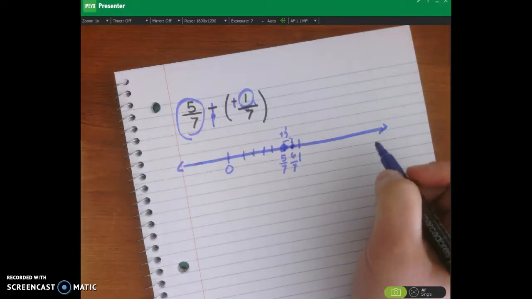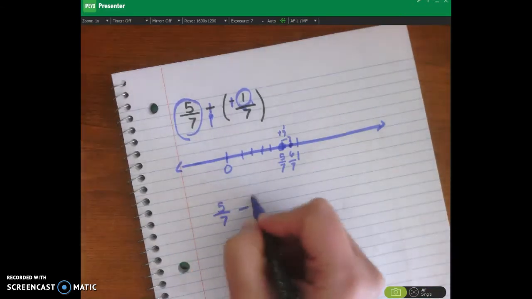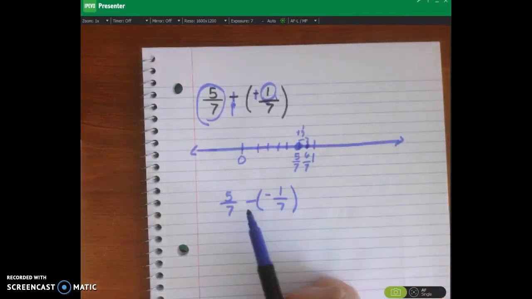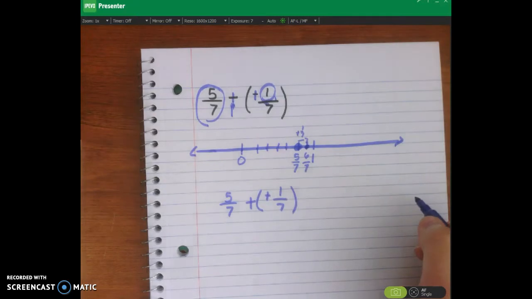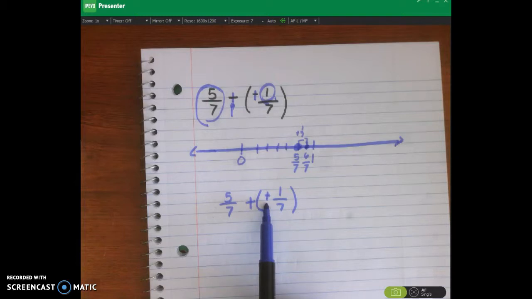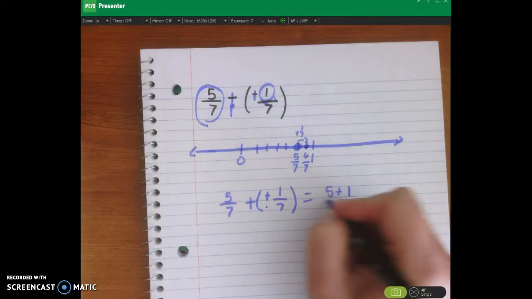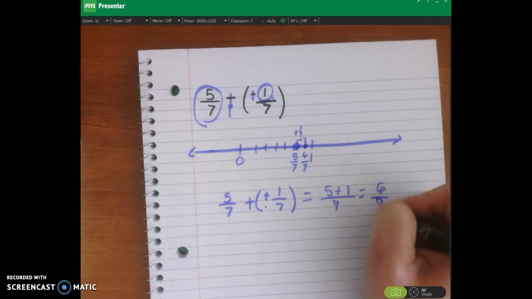If you were to use just the rules that say 5/7 minus negative 1/7, okay, our rules say we change our subtraction so that we're now adding the opposite. I'm going to add a positive. And now, looking at our signs, we now have 2 positive signs. So we're going to add, and we're going to keep the sign of our numbers. So when we add, we have 5 plus 1, and that is all over 7. And that gives us 6/7.